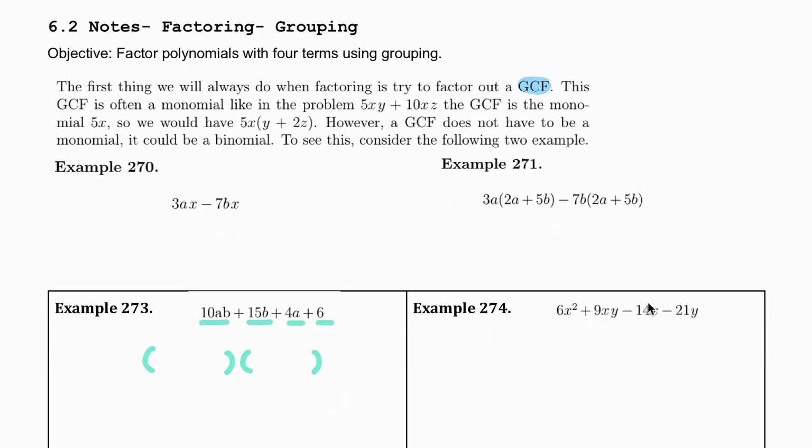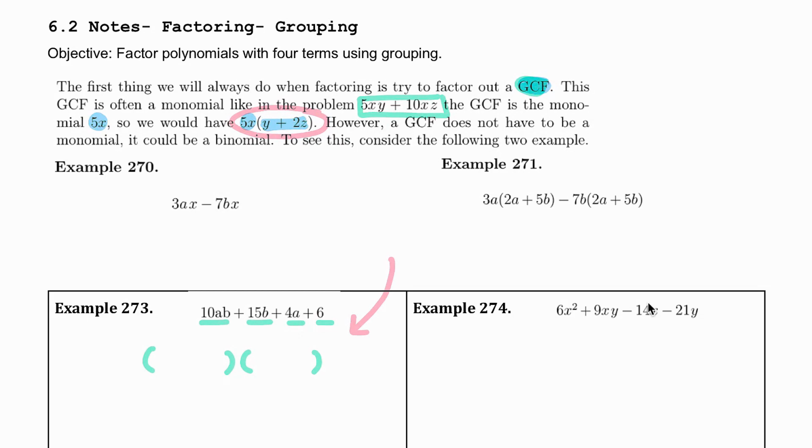A quick refresher that we need to know before we start: when we're factoring anything, we always look for a greatest common factor, a GCF. So for example, this binomial right here, 5xy plus 10xz, the GCF would be 5x. So we would take the 5x out, and then we'd be left with y plus 2z. So this right here is fully factored. We're going to use that concept of a greatest common factor to help us factor something a little bit more complicated like this right here.